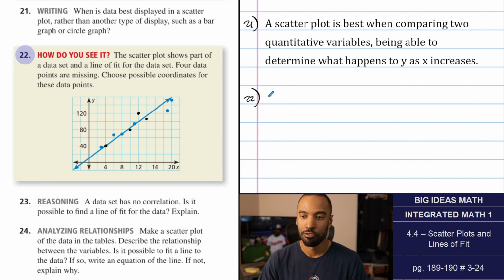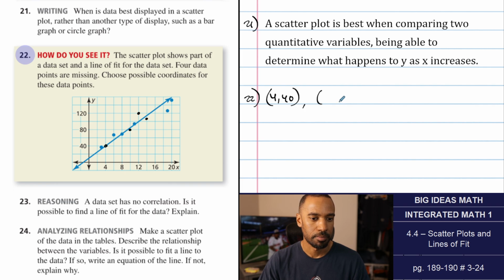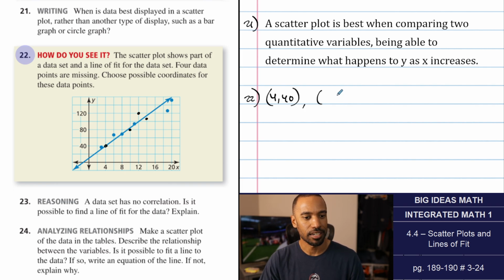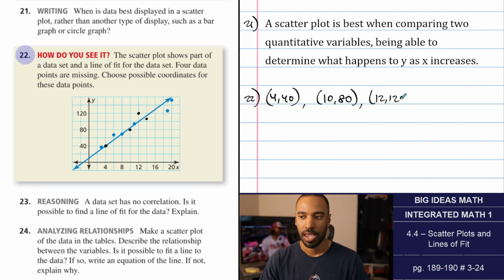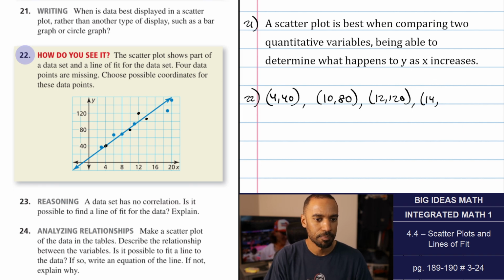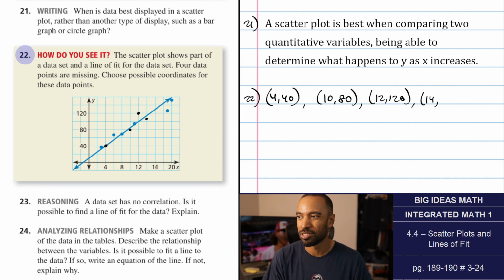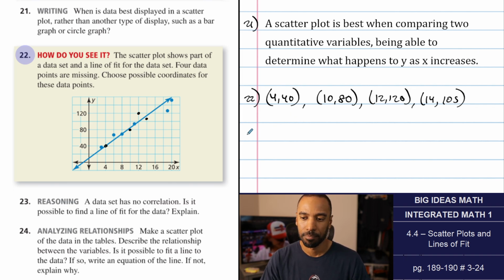So at number 22, I'm choosing the points. This is how I see it. 4, 40. I was trying to choose there 10, 80. That was my intent on that one. 12, 120. And this one's kind of a rando one. The X is 14. What would the Y be about here? These are going by 20s. So this is 80 and 100, and that's 120. So 110's right there. Maybe around 105. I'd say 14, 105. And that can work out for that.